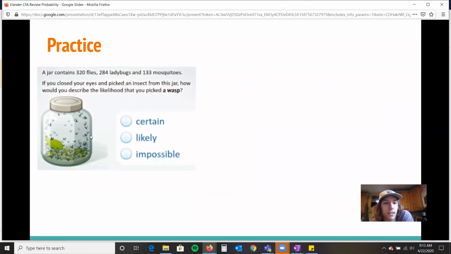So let's try this out. I want you to go ahead and answer this on your own if you're following along here. It says a jar contains 320 flies, 284 ladybugs, and 133 mosquitoes. If you close your eyes and picked an insect from the jar, how would you describe the likelihood that you picked a wasp?